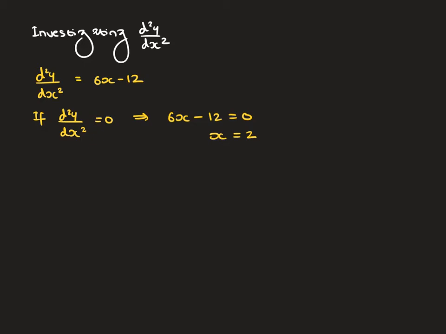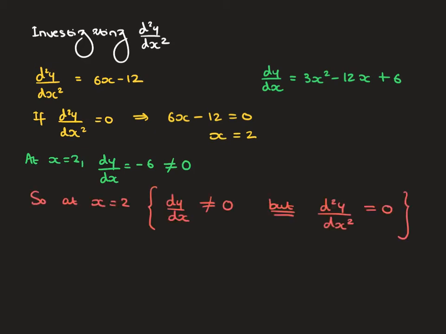So 2 is not a point at which dy by dx is equal to 0, and we can actually check this further. So at x equals 2, I can evaluate dy by dx and see what it comes to. At x equals 2, dy by dx is equal to -6, which is not equal to 0. So what we know is that x equals 2 is not a stationary point of inflection. So what do we have at x equals 2? We have a non-stationary point of inflection.